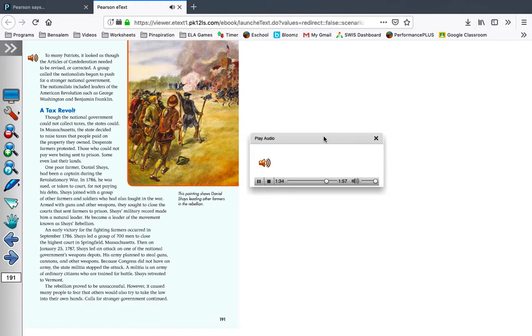Because Congress did not have an army, the state militia stopped the attack. A militia is an army of ordinary citizens who are trained for battle. Shays retreated to Vermont. The rebellion proved to be unsuccessful. However, it caused many people to fear that others would also try to take the law into their own hands. Calls for stronger government continued.